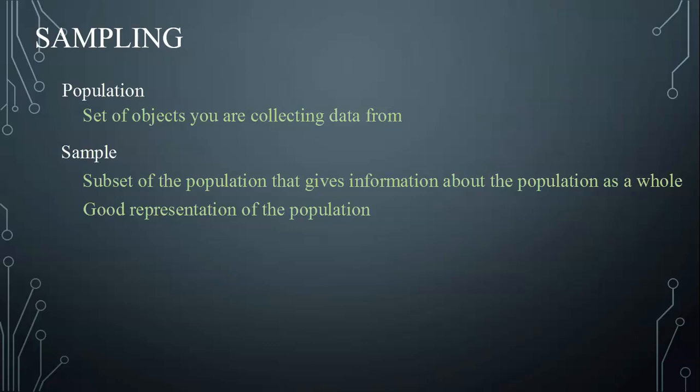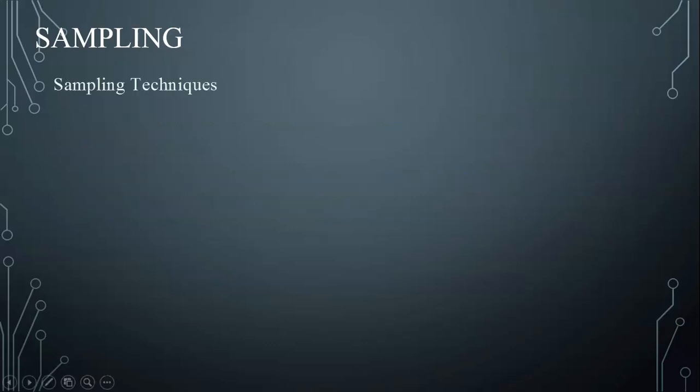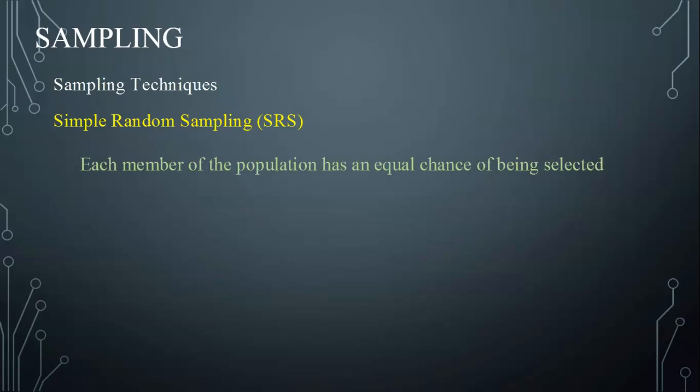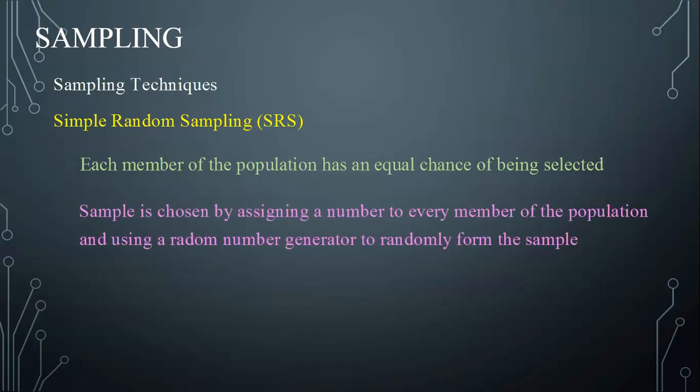So what does that really mean? A good sample is a sample that has the same characteristics as the entire population, so that the data collected from the sample could be generalized to the entire population. And there are several sampling techniques that statisticians use. First of all, we're going to start with simple random sampling, often referred to as SRS. Now, in simple random sampling, each member of the population has an equal chance of being selected. And the sample is chosen by assigning a number to every member of the population and using a random number generator to randomly form the sample.